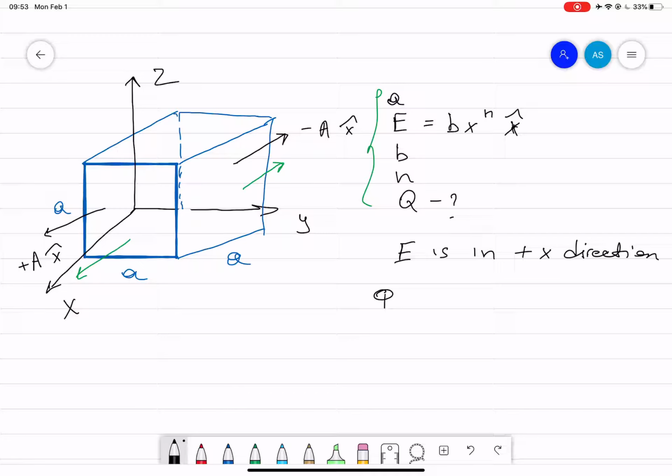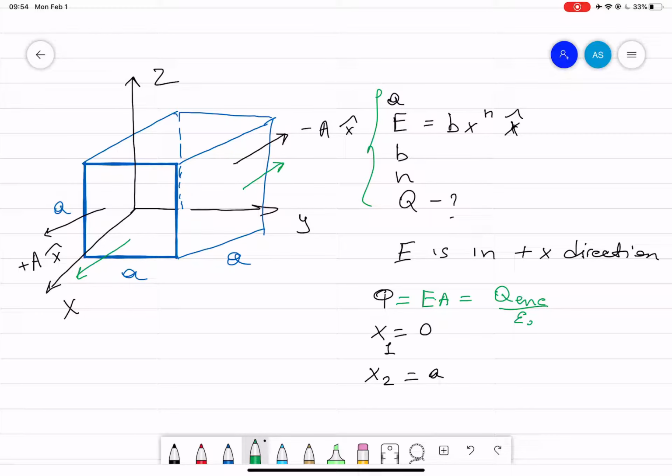First of all, let's put the limits. The first limit will be when x is equal to 0. The second limit will be x is equal to a. Then we have to find the total flux. Now what is the formula for the total flux? The total flux is equal to E dot A, or Q enclosed divided by epsilon naught.